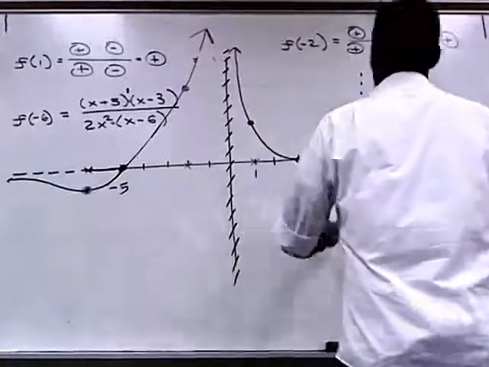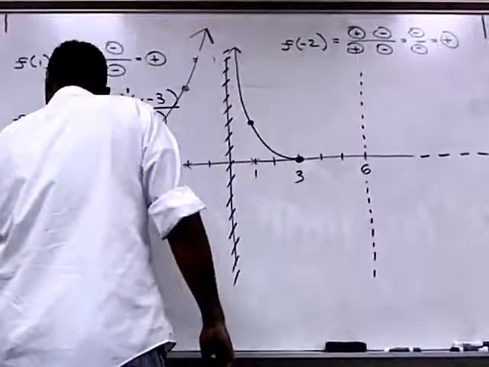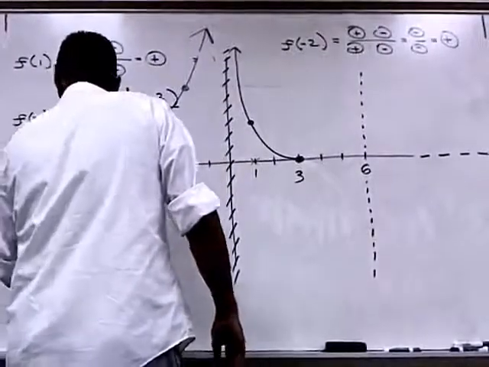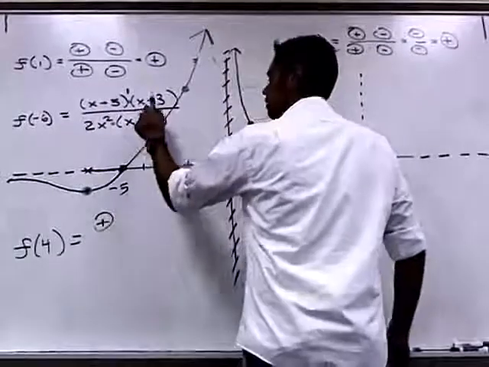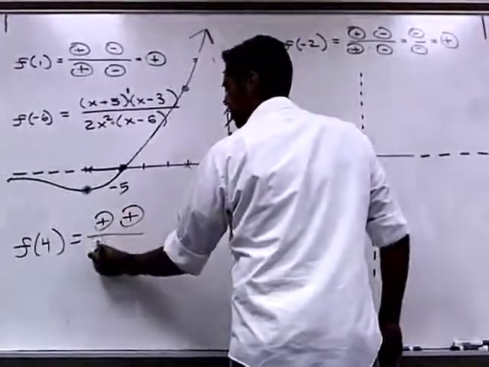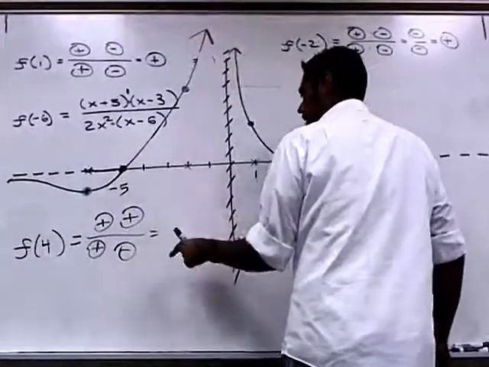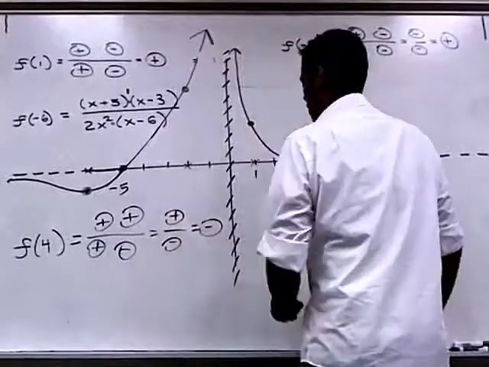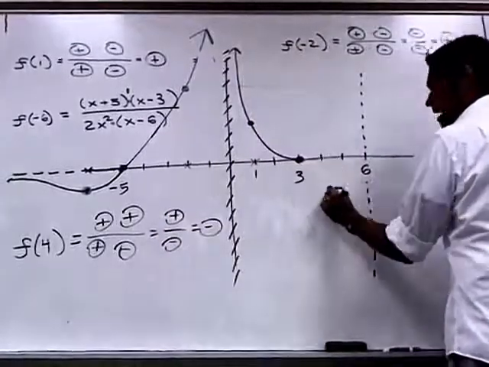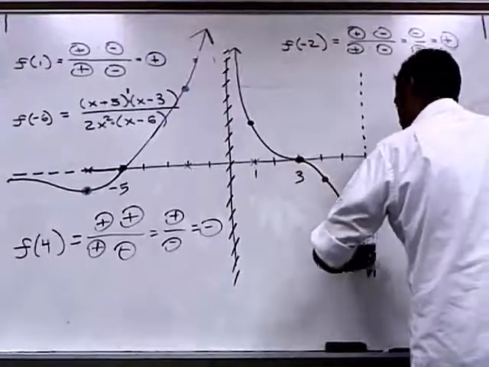So I'm going to plug 4 in. F of 4, I'm running out of room over here. F of 4, plugging it in here, what do we have? Positive. Positive. Bottom left is always positive. Negative. A positive over a negative is negative. So I know that this point at 4 was down, so that means this graph went like that.